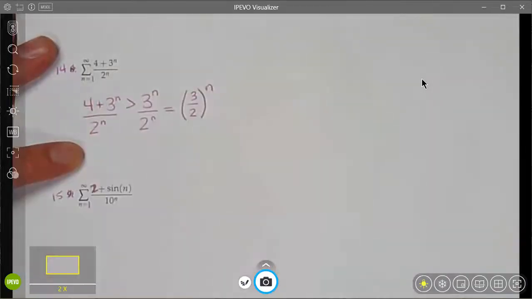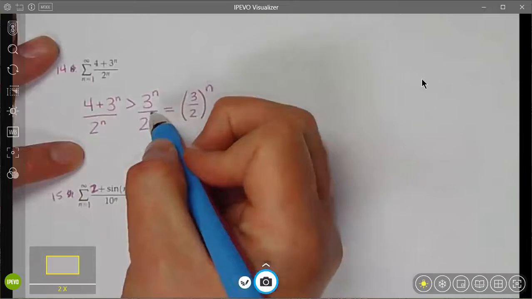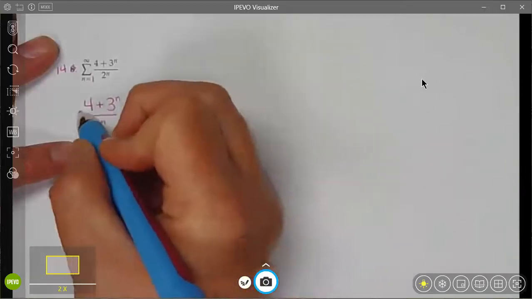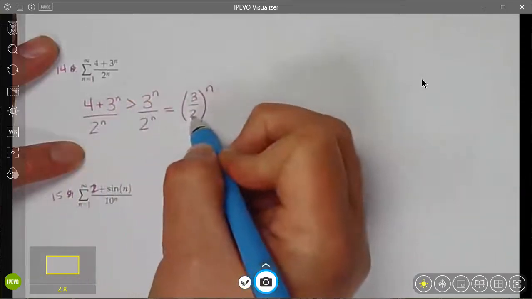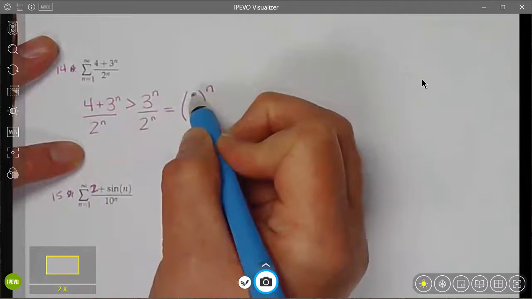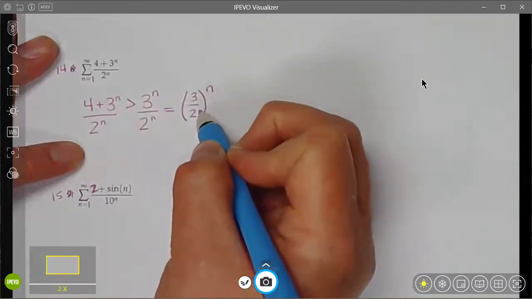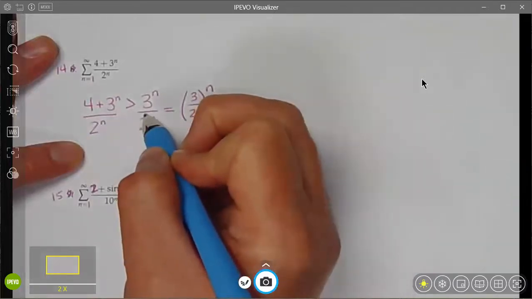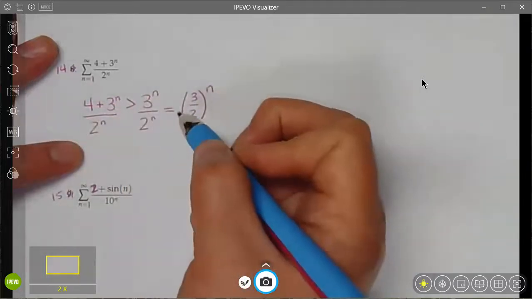So it looks like a number raised to the n, so it's a geometric series. And the series that I'm using is smaller than the one I was given. So does this diverge? My r is 3 halves, which is bigger than 1, so this will diverge. So we are all good to go since the smaller series diverges.